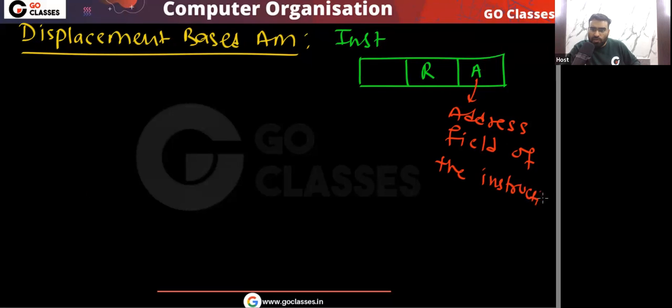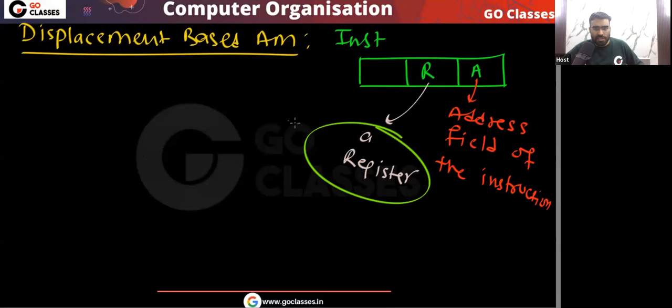This is the address field of the instruction. Remember? That's it. So this is A, and this is a register. Now, depending on what this register is, three categories are there. Three addressing modes you can get, depending on what this register is.